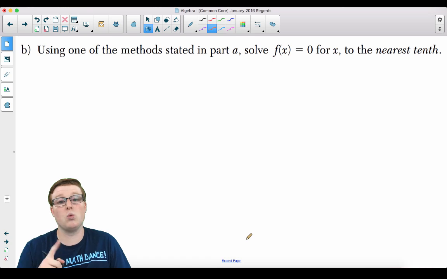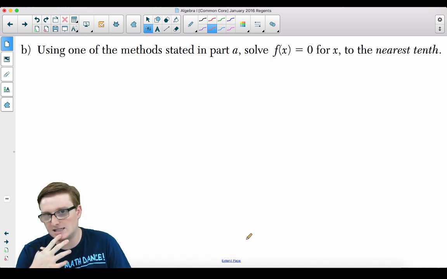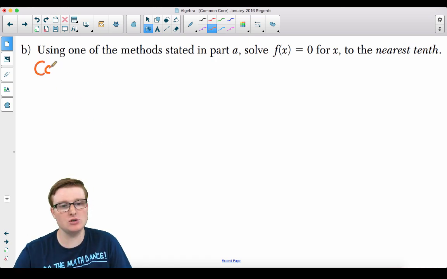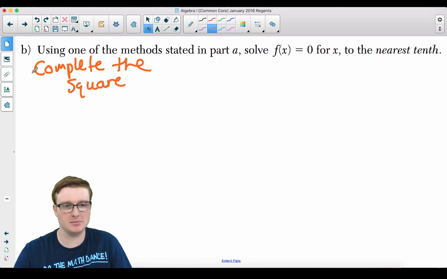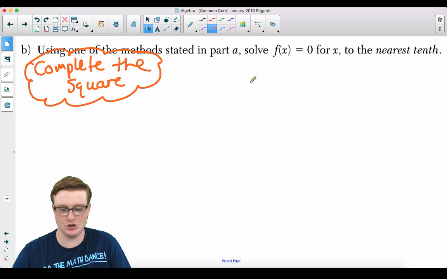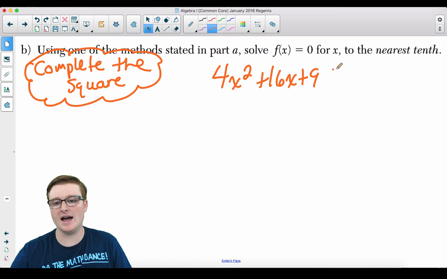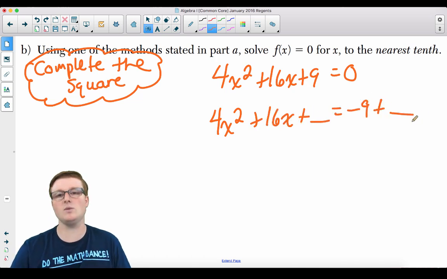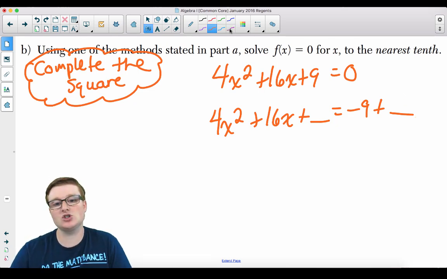Then part B says use one of the methods stated in part A to solve for f of x equals 0 to the nearest 10th. So I'm going to use the completing the square method, just because I think that completing the square is just a little bit faster and easier. But the problem is, ladies and gentlemen, that with 4x squared plus 16x plus 9, you have to move the number to the opposite side of the equal sign. So we do get 4x squared plus 16x plus something is equal to negative 9 plus something, but we have a problem. In completing the square, this number, 4, it has to be a 1.